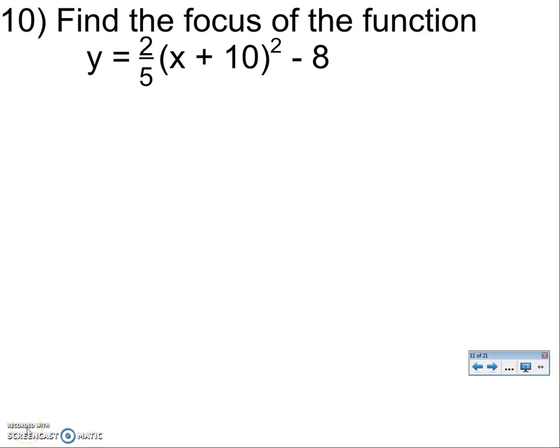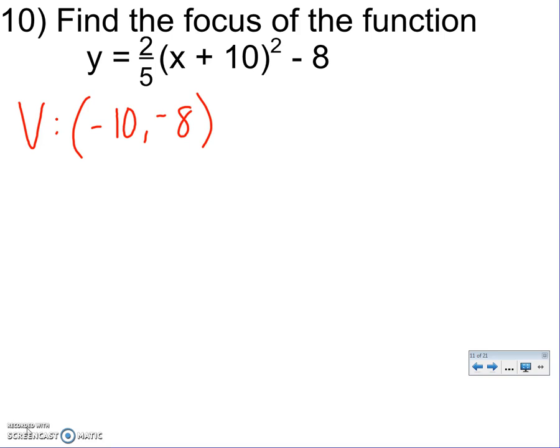All right, continuing from before, number 10, find the focus of this equation. Well, this equation is in vertex form, so let's get the vertex first. The vertex is h comma k. It's -10, comma, -8.